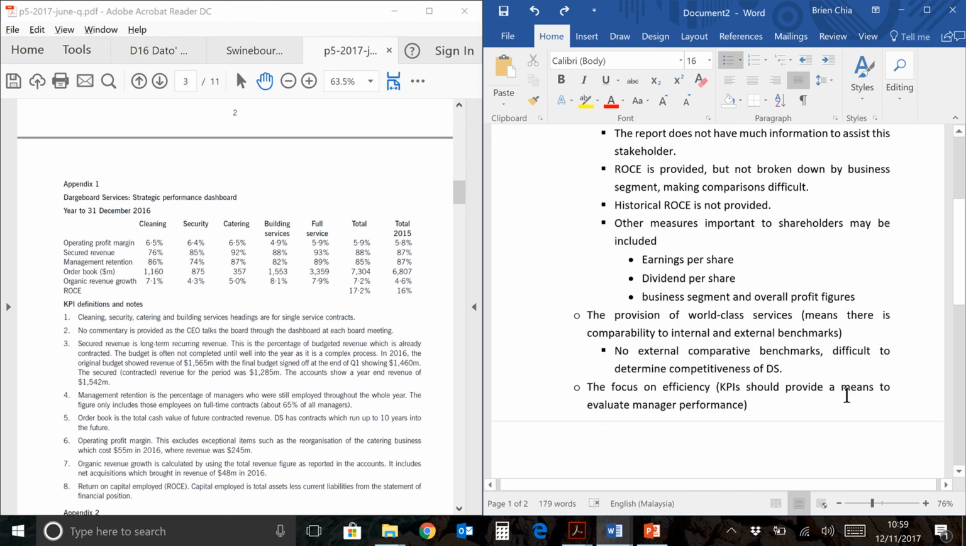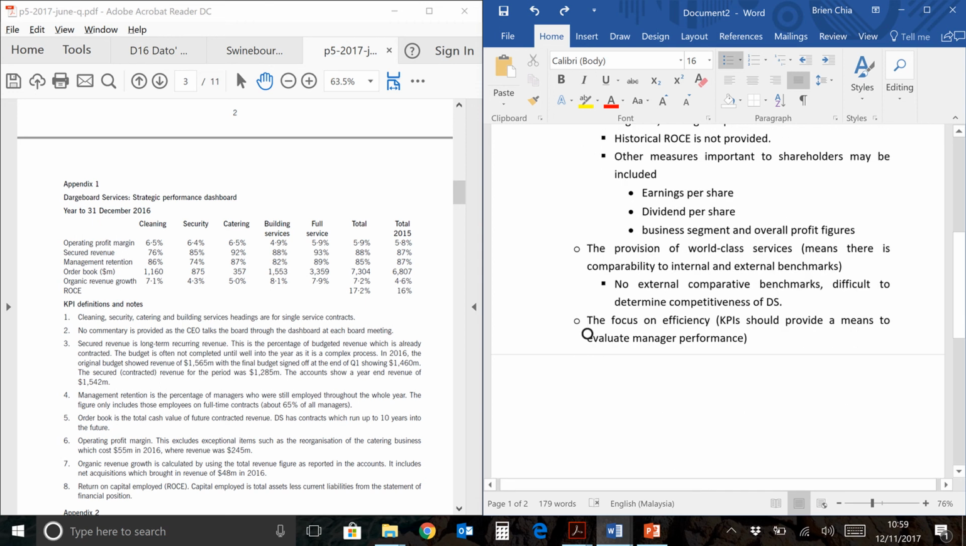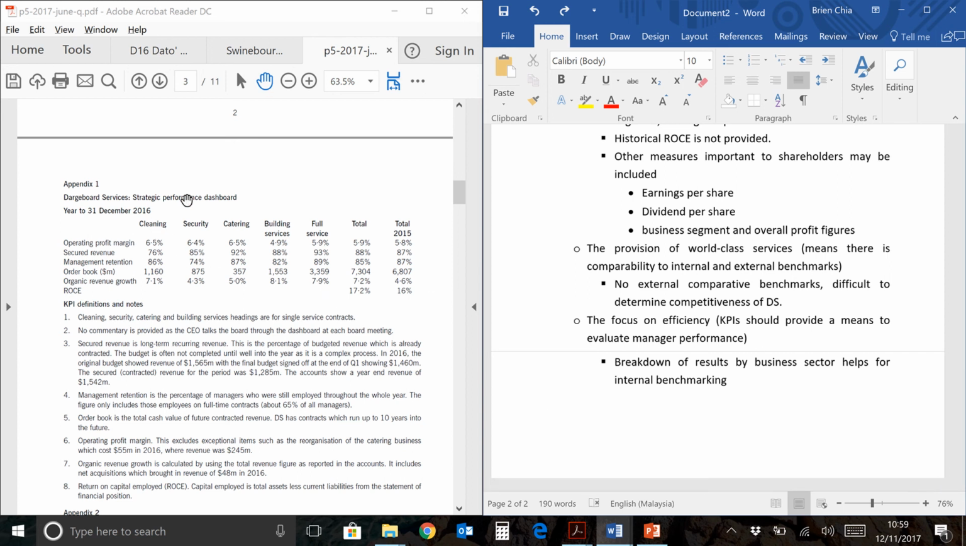Now, when we are evaluating focus on efficiency, the KPIs should provide a means to evaluate manager performance over here. So let's take a look. A breakdown of results by business sector helps for internal benchmarking. They have provided each different segment with ratios, so that's good. It allows you to compare between these different segments.